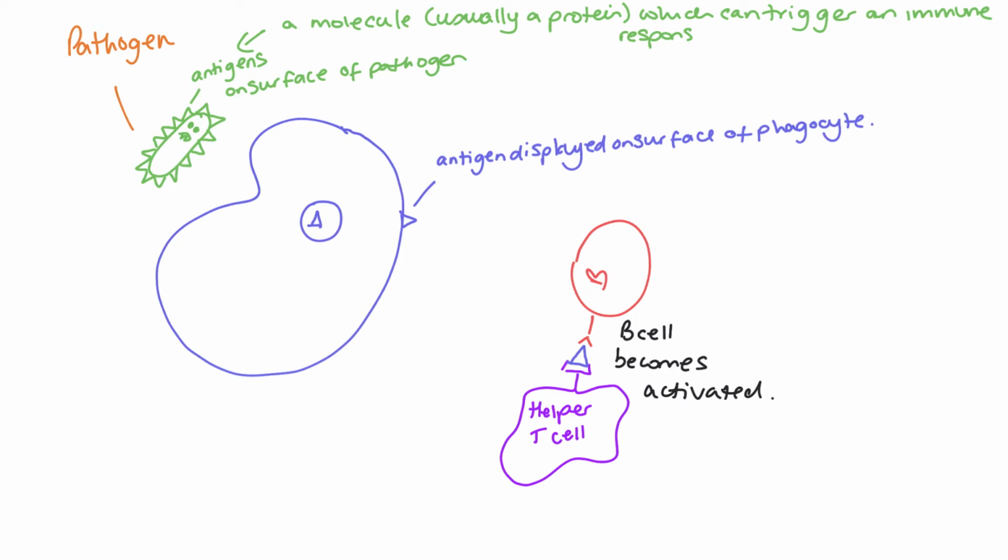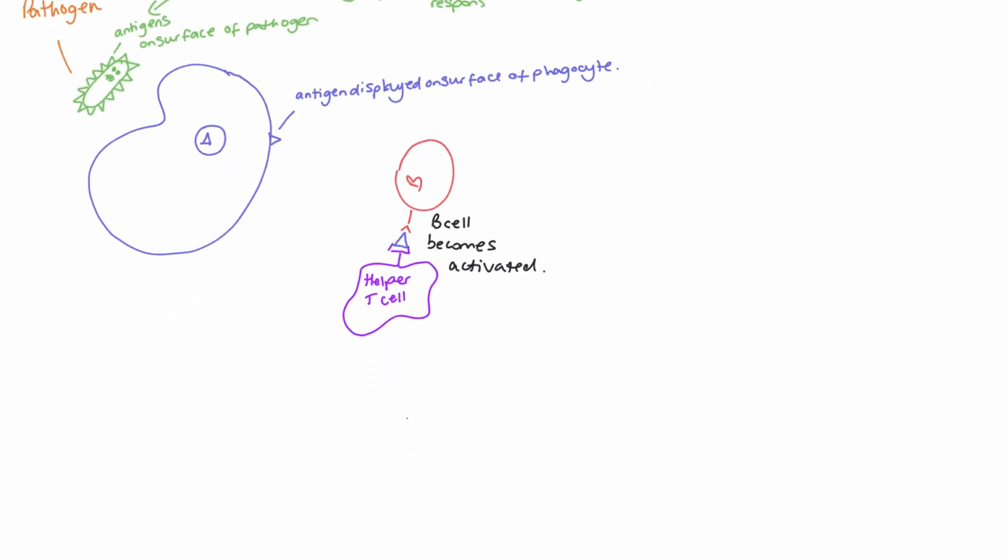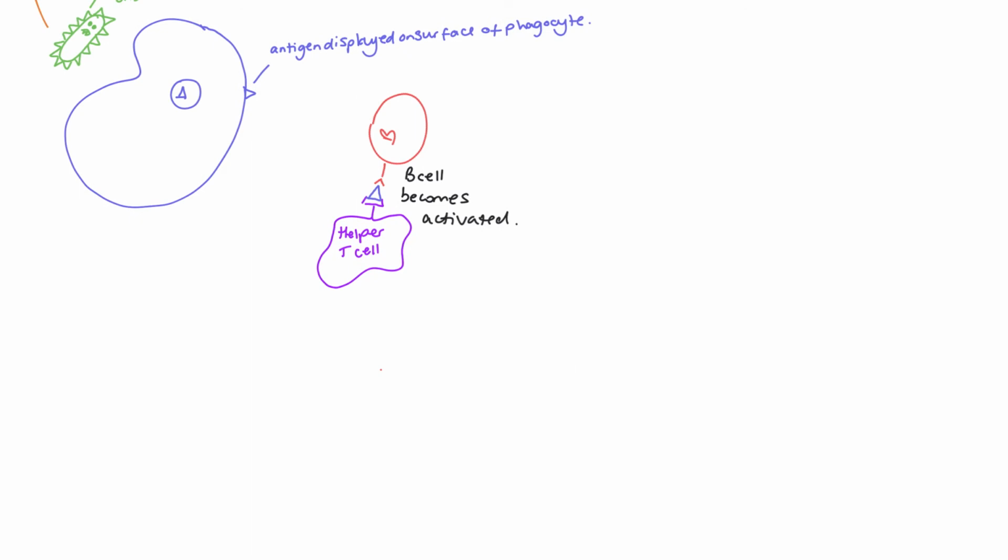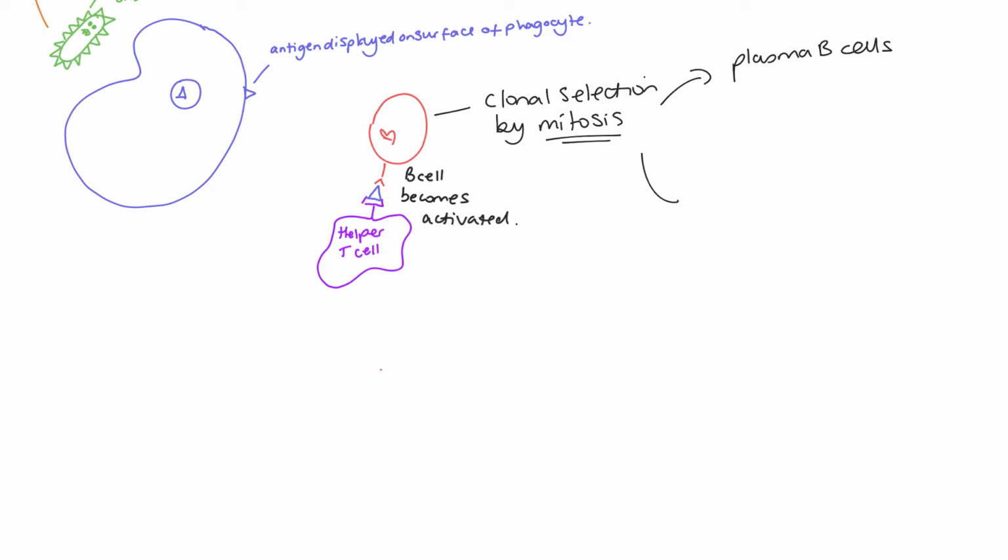So the binding of the B cell to the foreign antigen and the subsequent activation by the helper T cell triggers that B cell to undergo clonal selection. It clones repeatedly by mitosis, producing many genetically identical B cells. And it differentiates to become two different types of cells: plasma B cells that produce and secrete antibodies, and we'll talk about antibodies a little bit later, and memory cells.